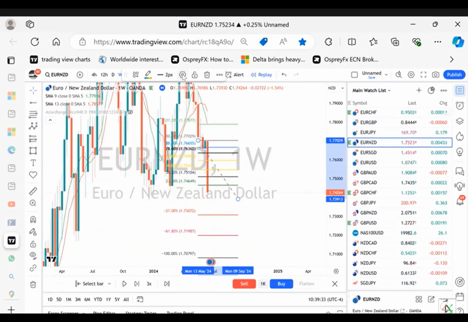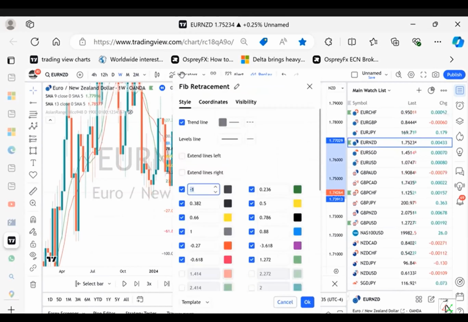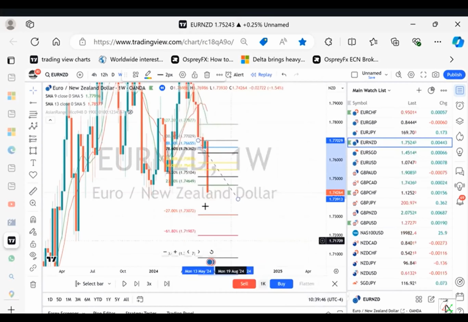Let me go in here and change my settings back to the old settings. That way, instead of it being at 66, we'll put it back at the 618. That's the standard fib setting, just so you can see how to mark this up.